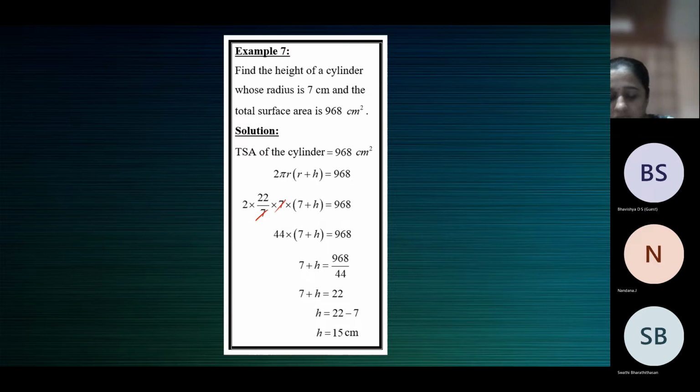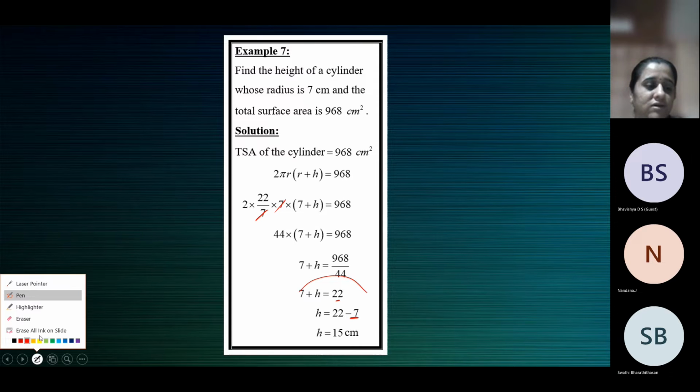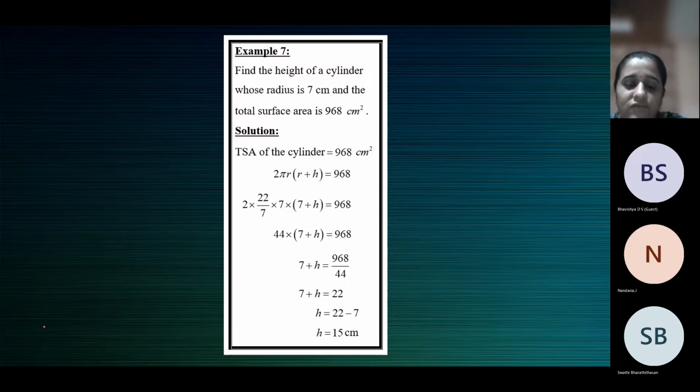Completed, ma'am. Very good. Since we have already understood how to solve equations, I think you should be able to understand this one. 7 and 7 cancel, and then 2 into 22 is 44. 44 comes for division. 968 by 44 is 22, and when you transpose 7, it becomes -7. H is equal to 15. So the height of the cylinder is 15 centimeters. And we have nothing to convert because here the surface area is in centimeter square and the radius is in centimeter.